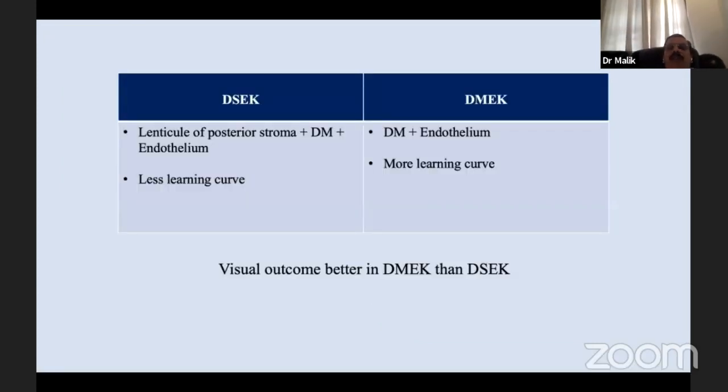If we compare these two posterior lamellar keratoplasties, DSEK and DMEK: in DSEK, a lenticule of the posterior stroma, Descemet membrane, and endothelium is transplanted. In DMEK, Descemet membrane and endothelium is transplanted. The major difference is that the learning curve is less in DSEK and more in DMEK. However, the visual outcome is better in DMEK than DSEK.